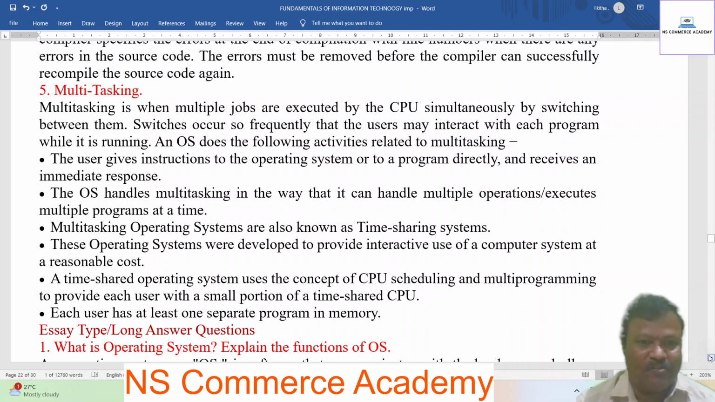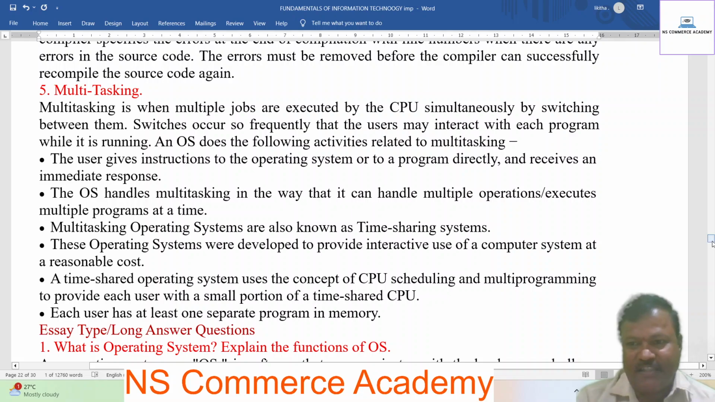These operating systems were developed to provide interactive use of a computer system at a reasonable cost. A time-shared operating system uses the concept of CPU scheduling and multi-programming to provide each user with a small portion of a time-shared CPU. Each user has at least one separate program in memory.